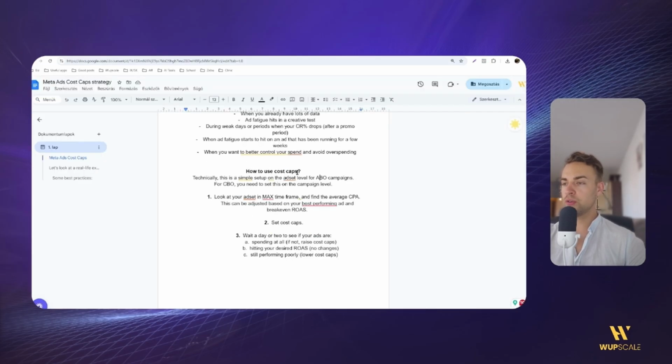So I also have a real life example. This is the ad set that I'm showing. But first, I want to explain how to use cost caps. Technically, we saw it's super easy to add.